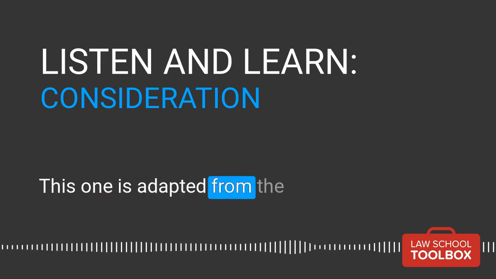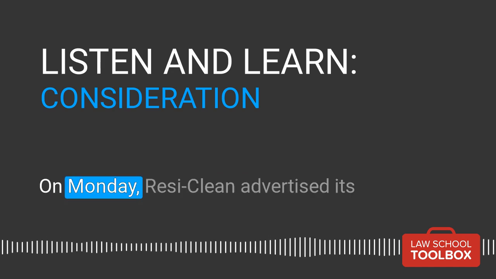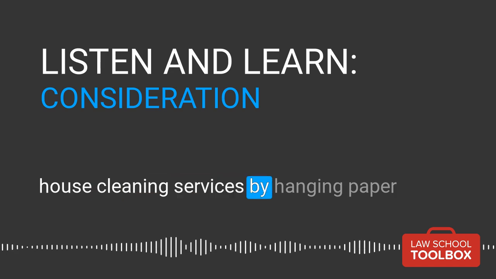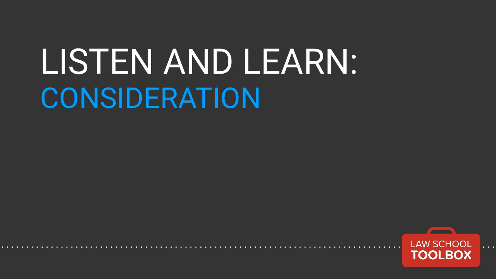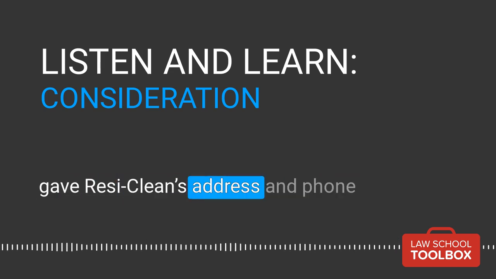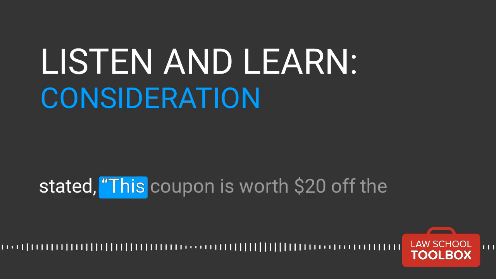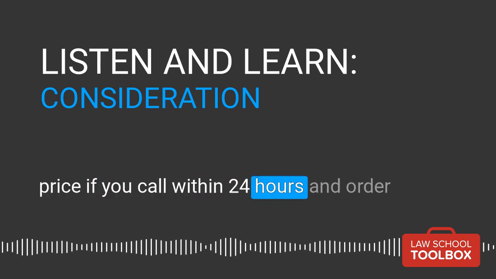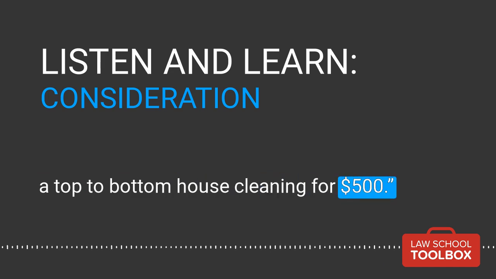This one is adapted from the July 2006 California bar exam. On Monday, ResiClean advertised its house cleaning services by hanging paper handbills on doorknobs in residential areas. The handbills listed the services available, gave ResiClean's address and phone number, and contained a coupon that stated, "This coupon is worth $20 off the price if you call within 24 hours and order a top-to-bottom house cleaning for $500."